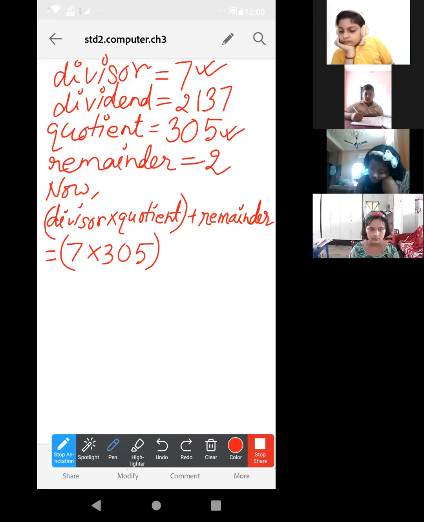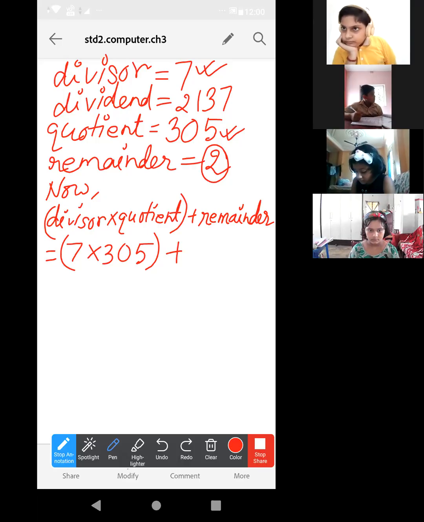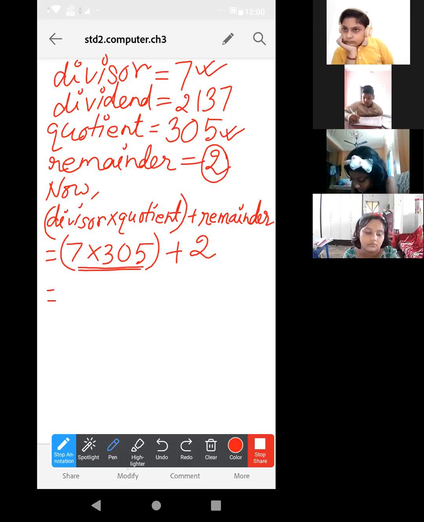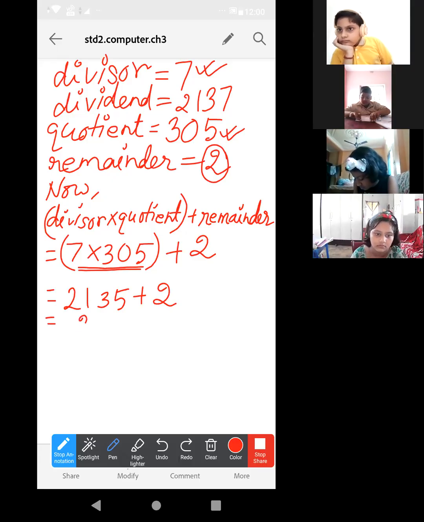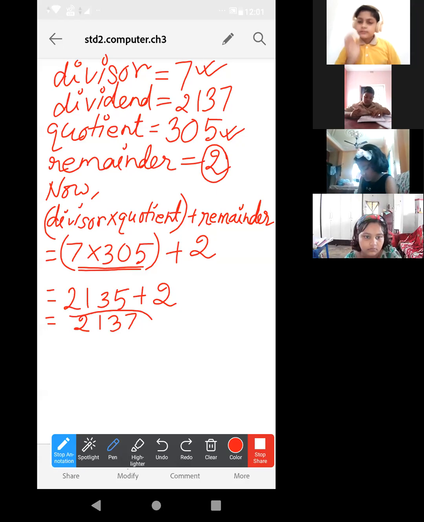Okay, are you getting this? Understood or not? Plus remainder. What is the remainder? This 2 is the remainder. So plus 2. Clear? Now just multiply this one. What will be? 5 sevens are 35, 7 threes are 21. Plus this 2 is equal to, you are getting 2137.